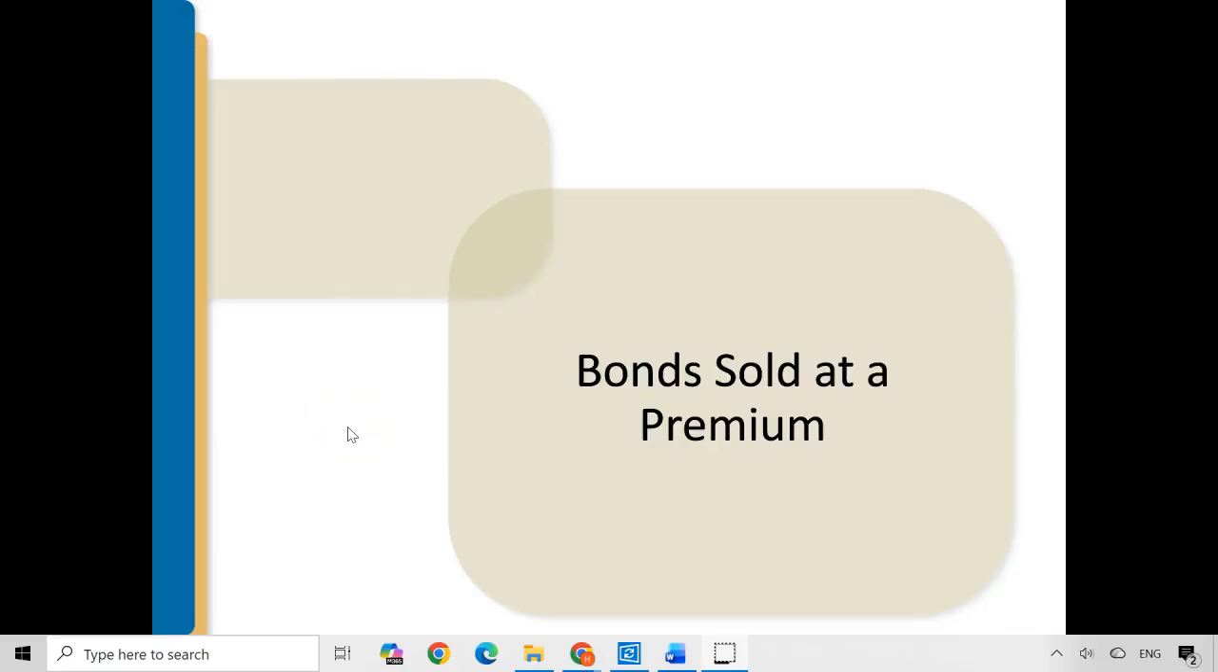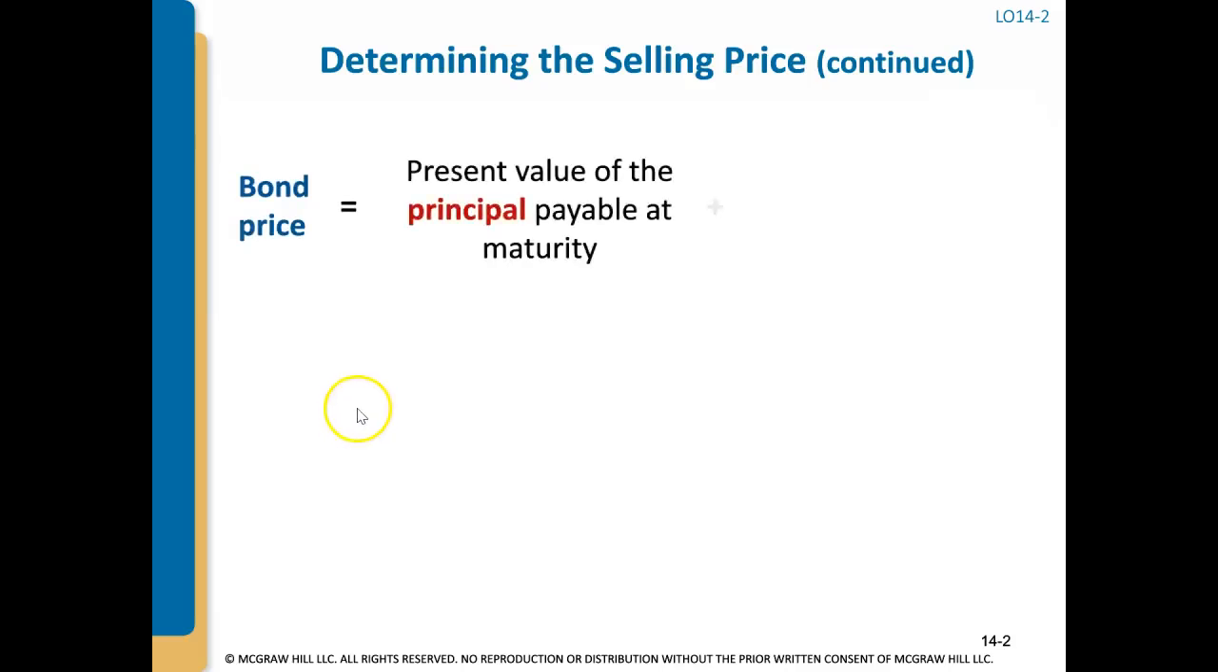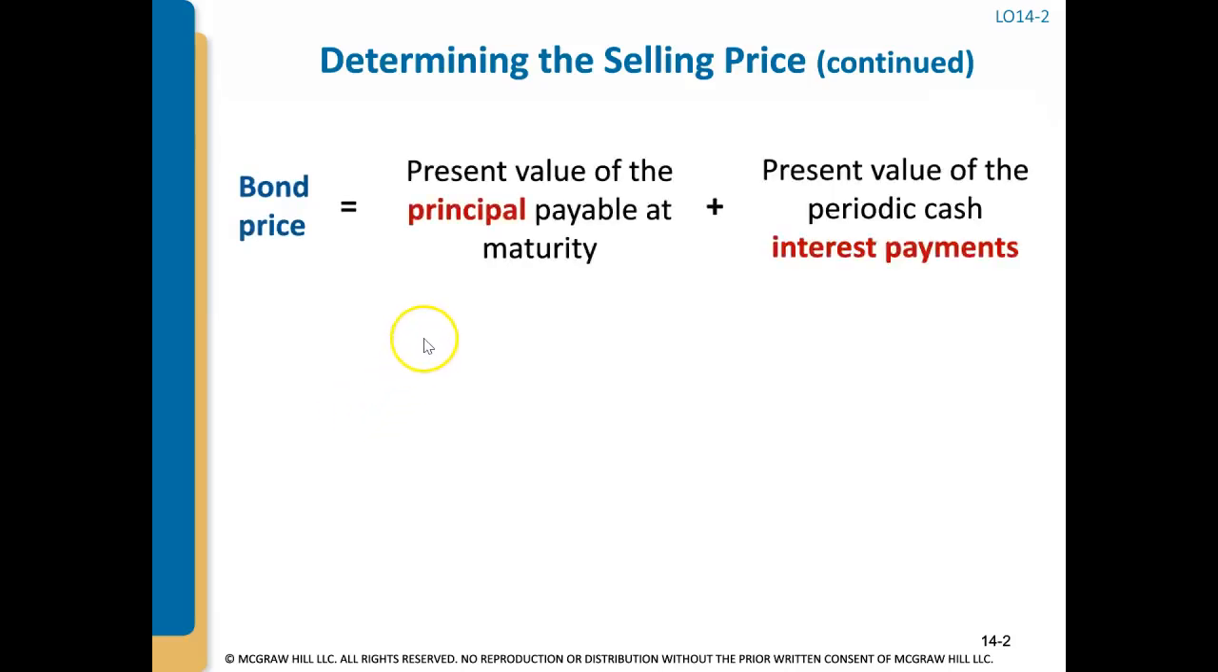Hello. In this video, we'll be going through bonds sold at a premium. Before we start, let's just go through how we determine the sale of a bond price. This has been covered in previous videos, so if you're not familiar with it and want me to go a little slower, you need to look at some previous videos from the chapter, specifically the bonds sold at a discount. We'll go through all this in a lot more detail, so I'm going to go through it rather quickly.